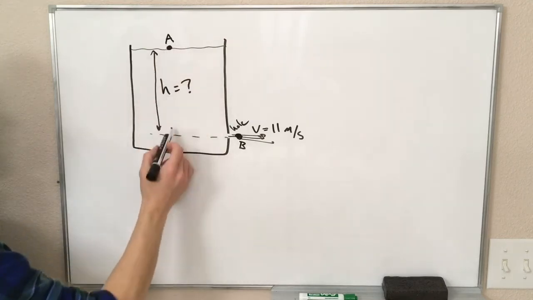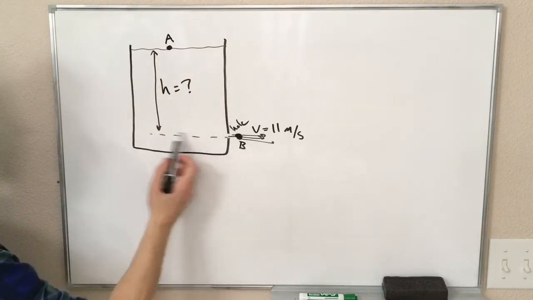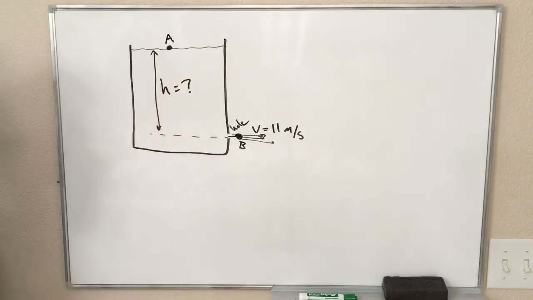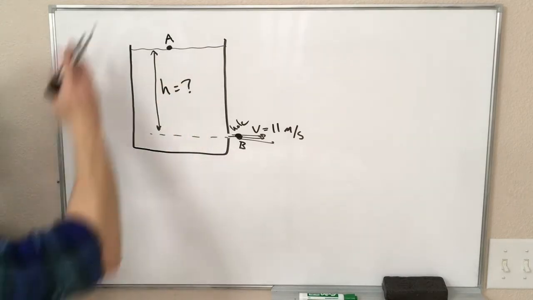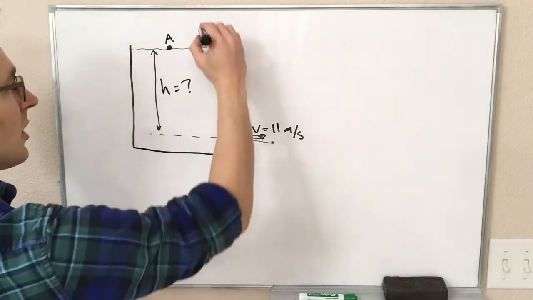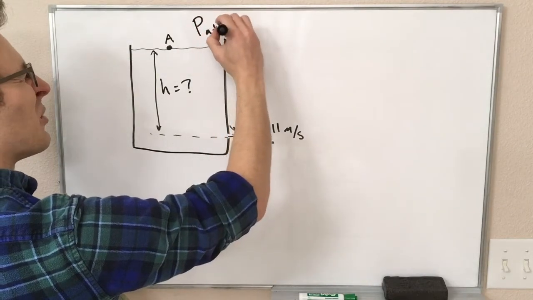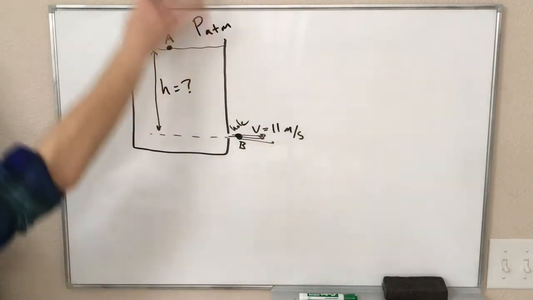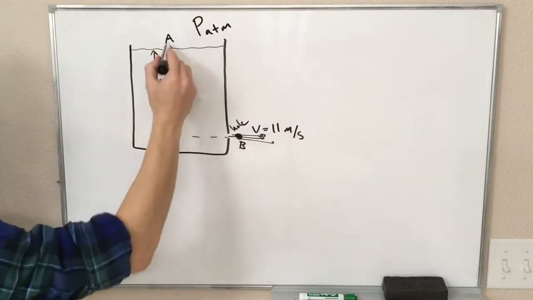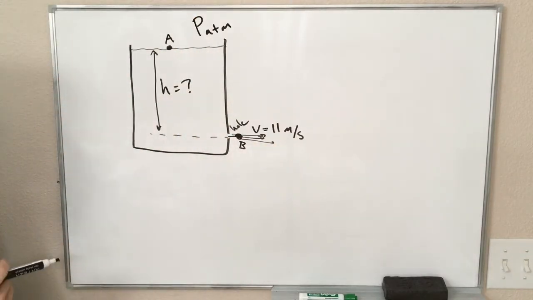What do we know in terms of our different kinds of energy at point A? Well, we are at a height h above where we're starting, so we have potential energy at point A. The pressure is not specified here, but since we're not told otherwise, we're going to assume that we have atmospheric pressure in the air around it. So that is going to be the pressure at the surface for point A, our atmospheric pressure. Lastly, do we have kinetic energy at point A? Is our fluid flowing very much?